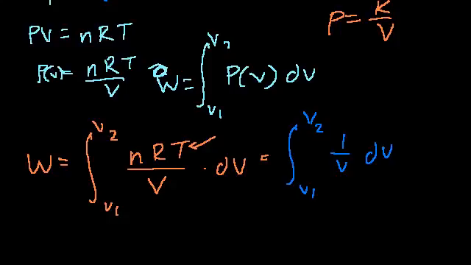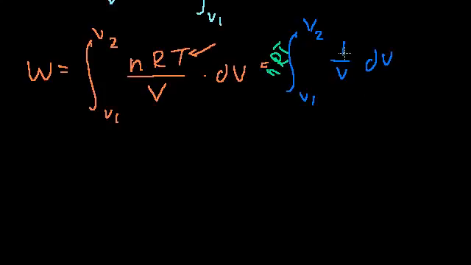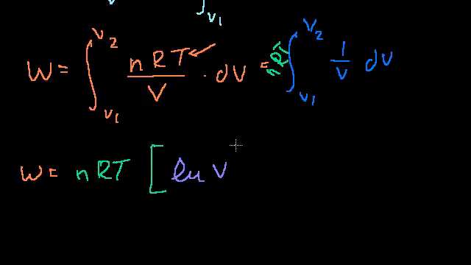And then we could put the nRT out here. I should have done that first. nRT. It's just a constant term. Now, what's the antiderivative of 1 over V? It's the natural log of V. So our work is equal to nRT times the natural log, this is the antiderivative, of V, evaluated at V2 minus it evaluated at V1.